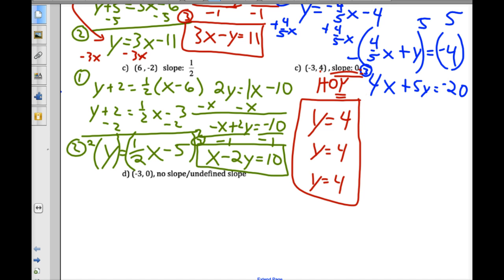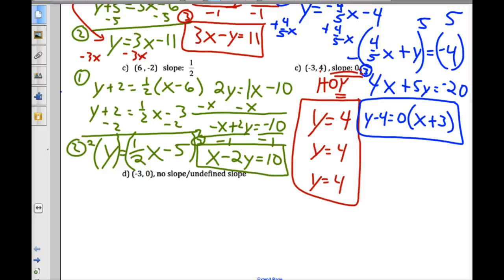Okay. Last period they were trying to write this, and if you did this, it's okay. Y minus 4 equals 0 times the quantity of x plus 3. Is that the same thing as y equals 4? Yeah. What's 0 times anything? 0. Add 4 to both sides. You get those. Okay? But knowing the little trick, you get better.